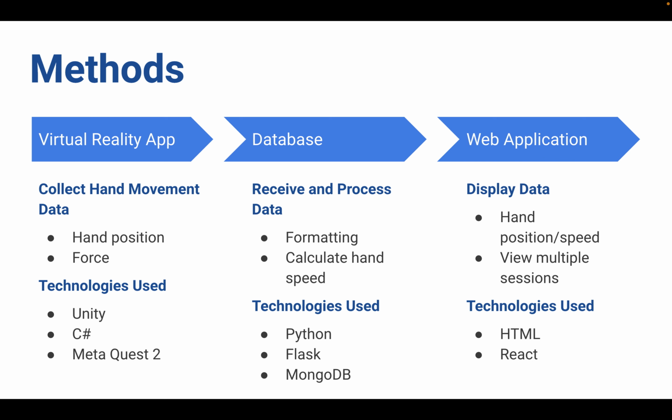The second team was the back-end database team, which received data from the VR team and processed it so that it could be easily parsed and used later. The database used Python and the Flask API as well as MongoDB to manage and process the large volume of data coming from the VR application. The third team handled the front end, creating the website and displaying the formatted data from the back-end team. This portion of the project was built using React.js and HTML.